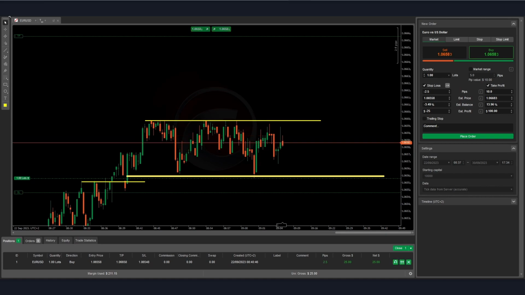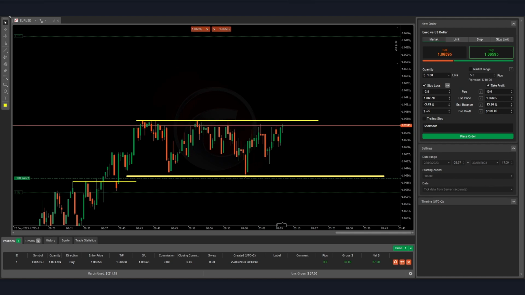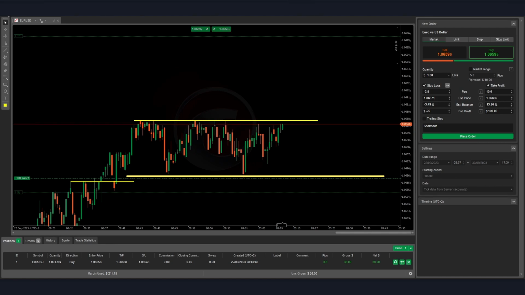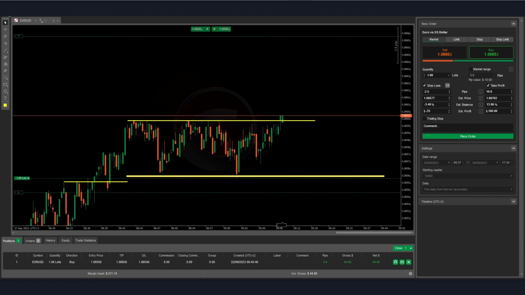So still my trade idea is valid, and unless I see the price breaking below, I'm not taking anything off my trade. What I want to see is exactly this. I want to see a breakout. This first candle for me is already amazing.